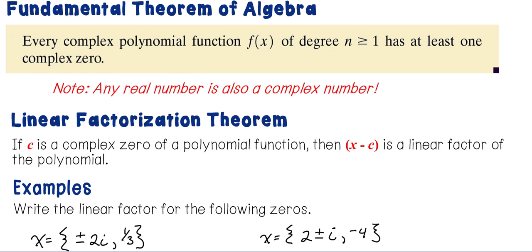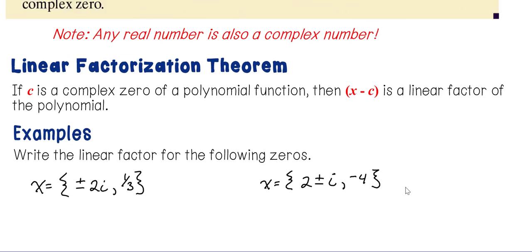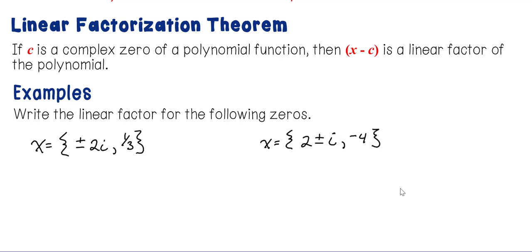So in our next example, a reminder of the fundamental theorem of algebra. So now we have the linear factorization theorem. If c is a complex zero of a polynomial function, then x minus c is a linear factor of the polynomial. So this is how we put those zeros into factor form.